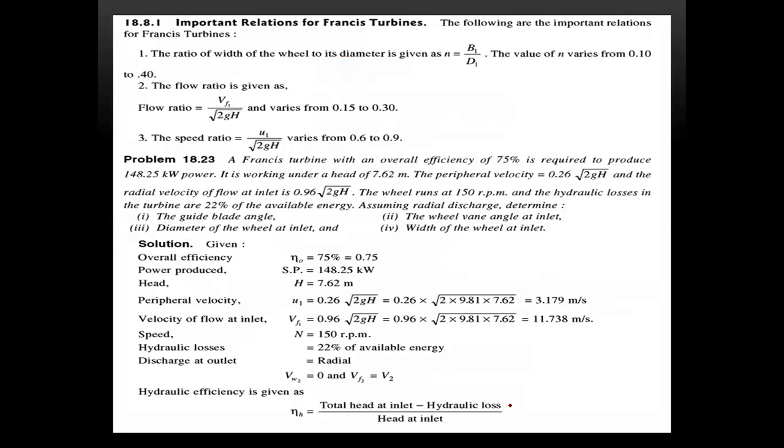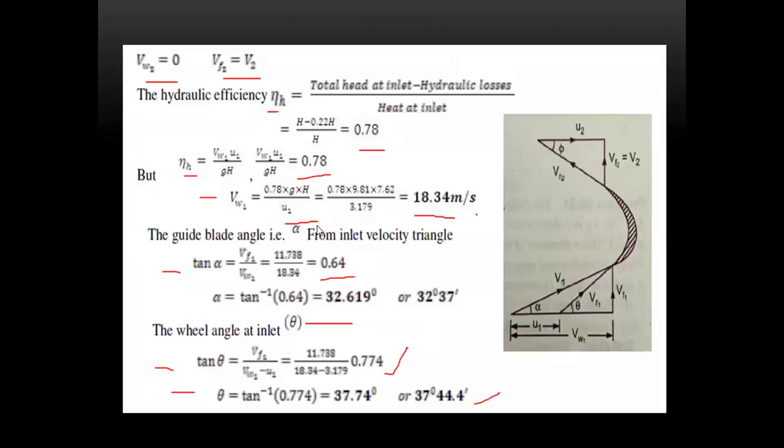Right? Now, I will see some of the relations related to the Francis turbine. n is equals to B1 by D1. The flow ratio is given as Vf1 by root 2gH. So I think, okay, this problem is repeated. No problem.